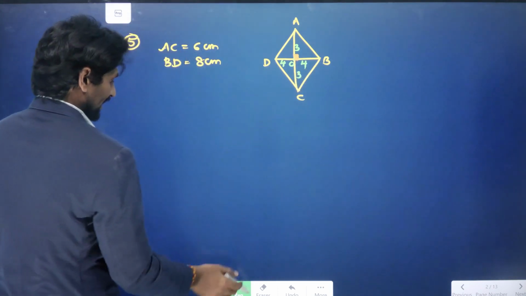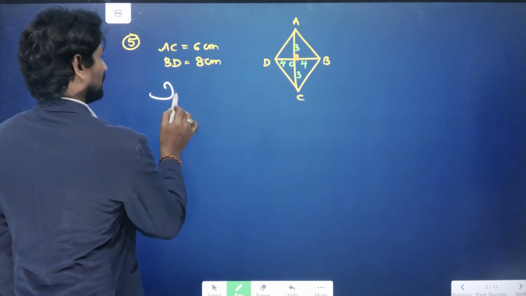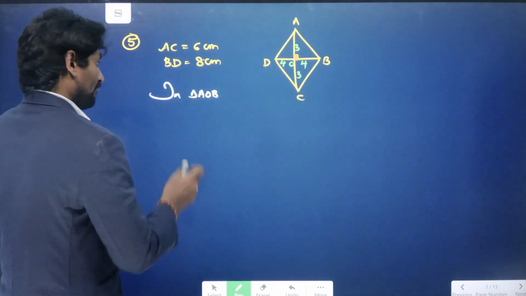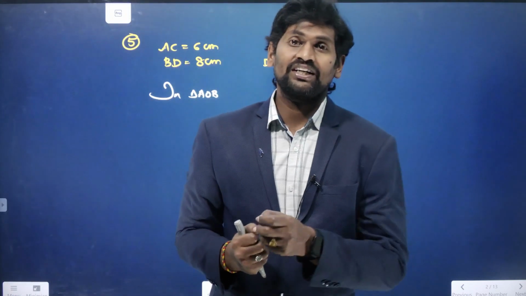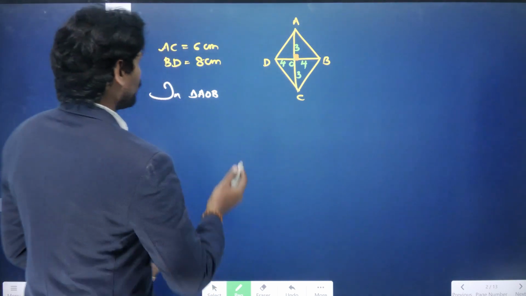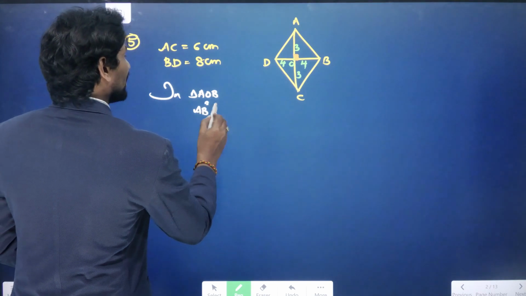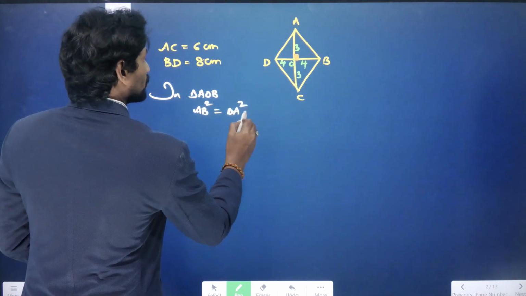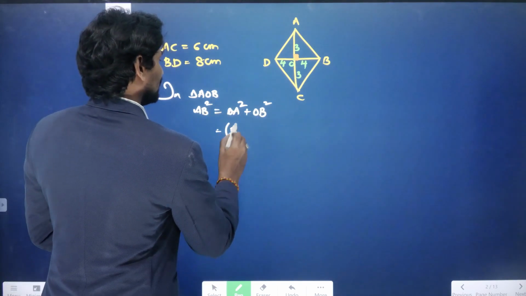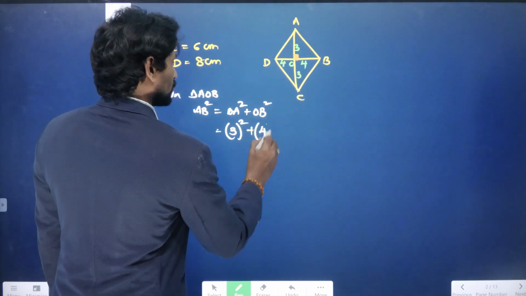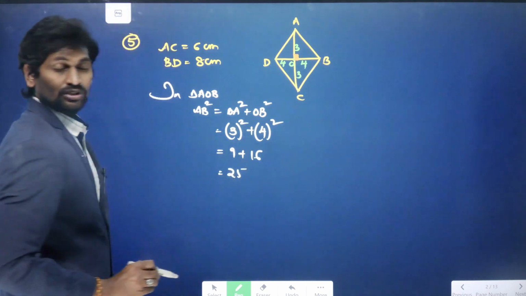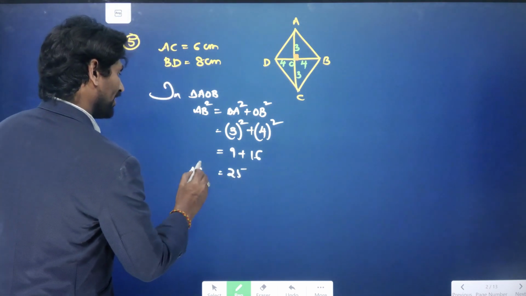Now I am taking triangle AOB. AOB is a right angle triangle. When you see a right angle triangle, we immediately try to apply the Pythagoras theorem. Hypotenuse square is equal to side square plus side square. So we can write AB square equals OA square plus OB square. OA value is 3 square, OB value is 4 square. So 3 square is 9, 4 square is 16, which makes 25. So this is the AB square value.